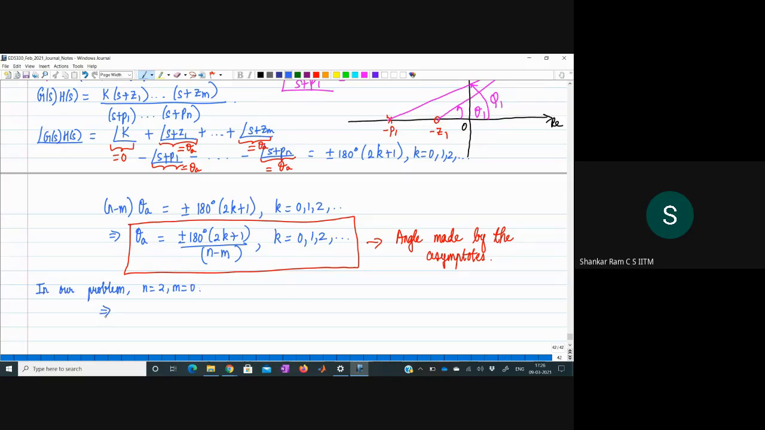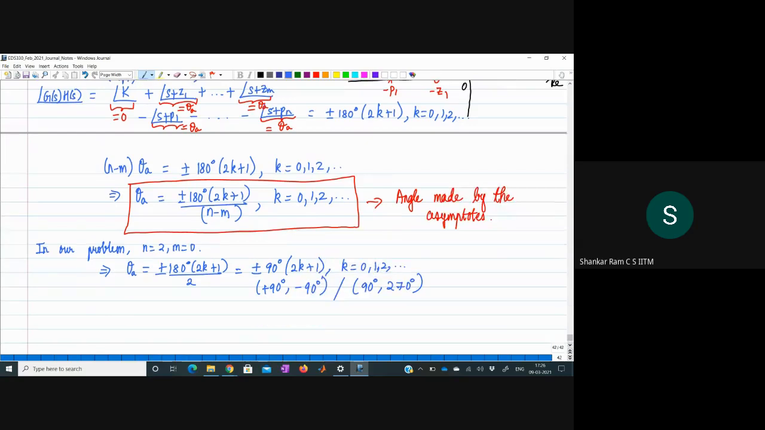So this implies that the angle made by the asymptote, theta a, is going to be equal to plus or minus 180 degrees times (2k plus 1) divided by 2, which is going to be plus or minus 90 degrees times (2k plus 1), where k is equal to 0, 1, 2, and so on. So this can be taken as either plus 90 degrees or minus 90 degrees, because there are two asymptotes, or we can say it is 90 degrees and 270 degrees.